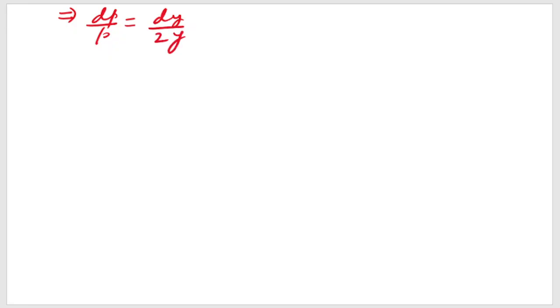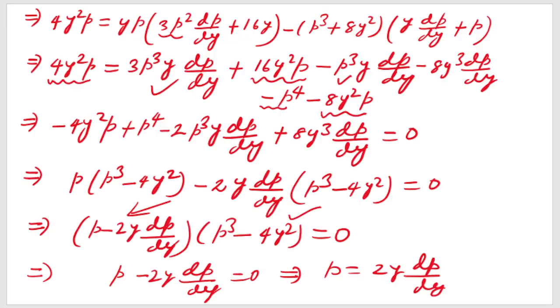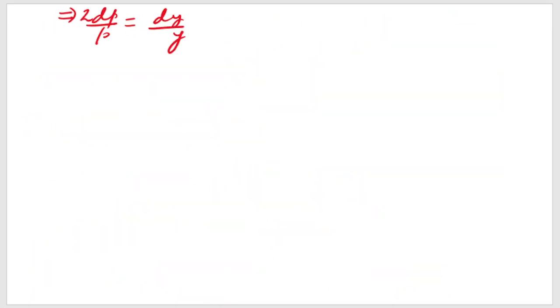I hope you agree to this. Or we can also write here 2 dp, whatever you want to write. It is better if you allow me to write. Let me just make one correction. I write 2 in this side because the calculation will be easier in that case. So I again repeat, you can see here we have 2 dp by p and dy by y. So I have separated the variable. Now I am going to integrate both sides.